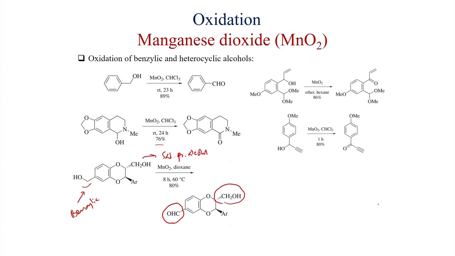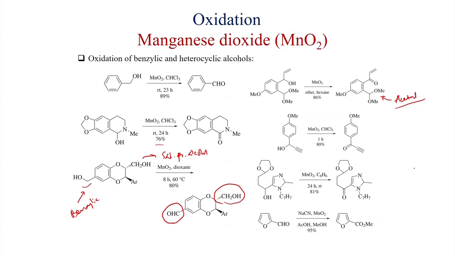Here you can see there is an acetal motif and an allylic alcohol. The acetal is not touched in this reaction condition, only the allylic alcohol is selectively oxidized. Here also propargylic alcohol, as well as benzylic, is oxidized to the ketone without disturbing the O-methoxy group. Here a ketal group is present, and under this condition the ketal group does not react, and only the secondary alcohol is selectively oxidized to the carbonyl compound.